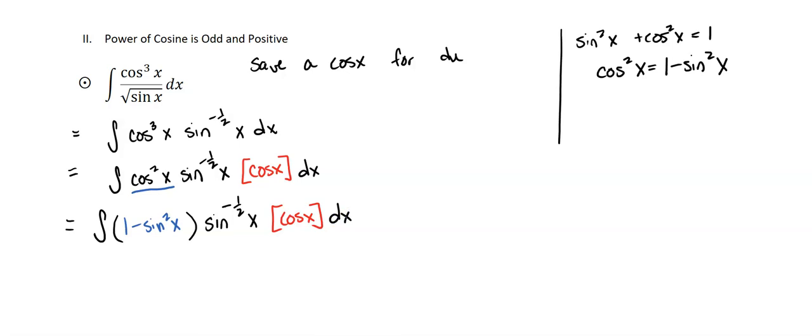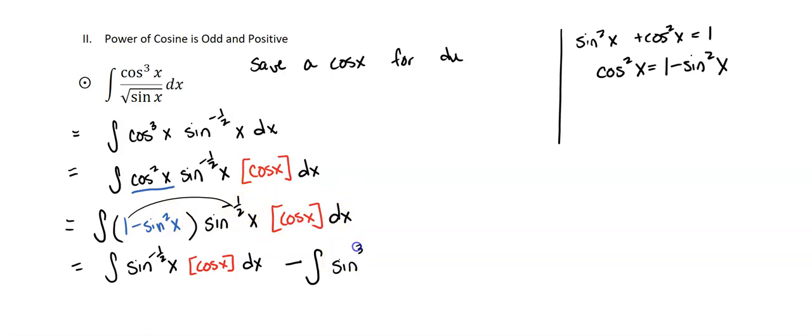I'm going to distribute. So we'll distribute the 1, which gives me the integral of sine to the negative 1/2 of x times cosine of x dx. We'll distribute the negative, so we'll have the integral of negative. Now this is a little bit tricky because you have sine squared and sine to the negative 1/2 power. So 2 plus negative 1/2 gives me sine to the 3/2 power of x. And then we've still got our cosine of x dx.